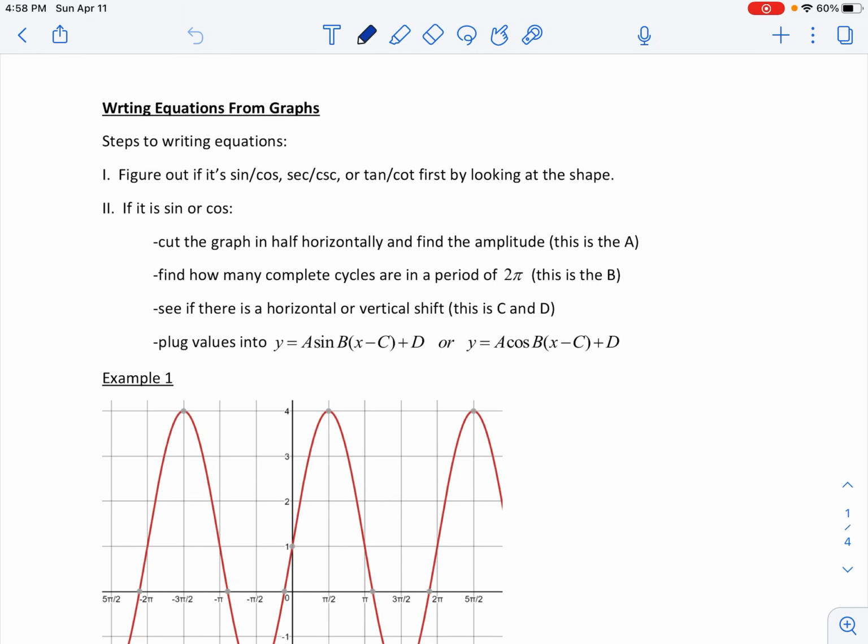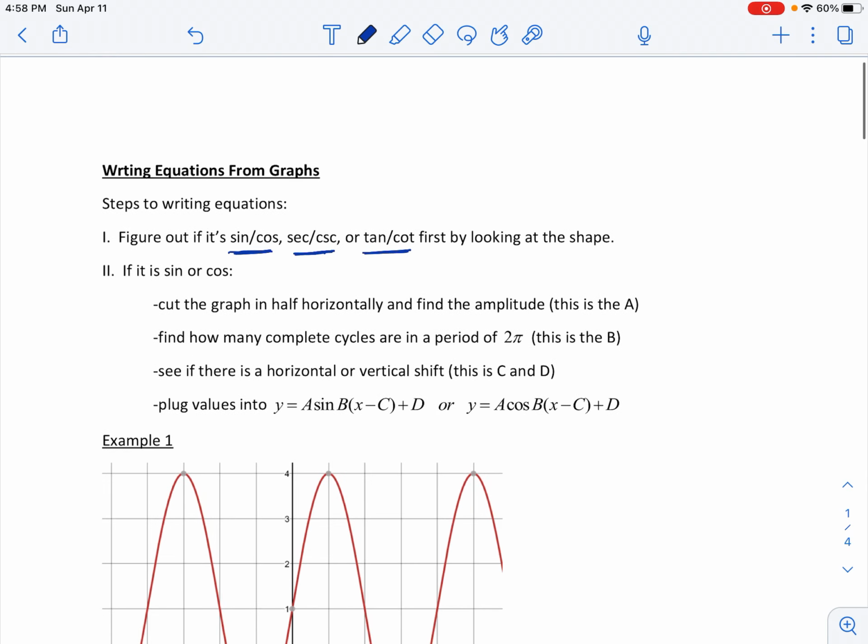Okay, so when you're trying to write the equation of a graph, the first thing you always want to start with is identify what it is. It's either going to be a sine or a cosine function, a secant or a cosecant function, or a tangent and a cotangent function. So narrow it down to those choices. How do you narrow that down? Well, let's write a little summary here.